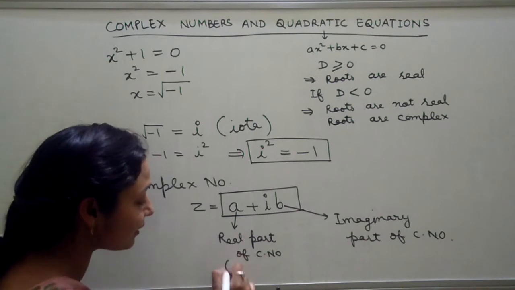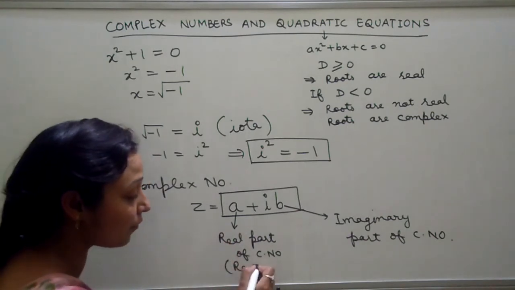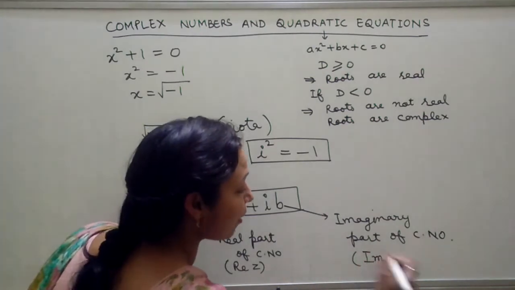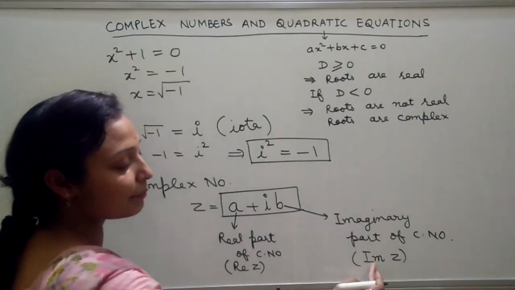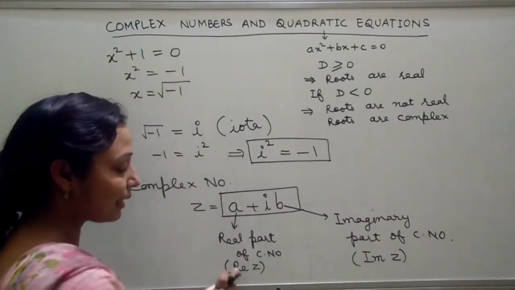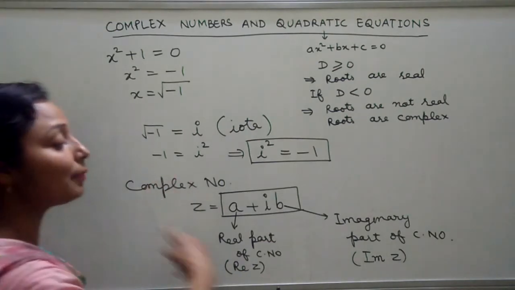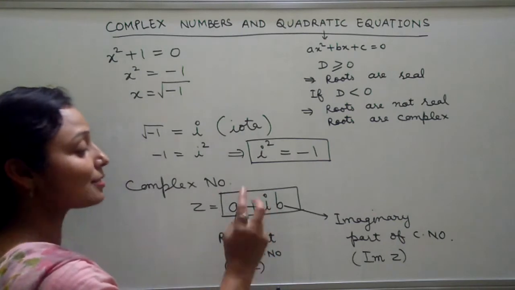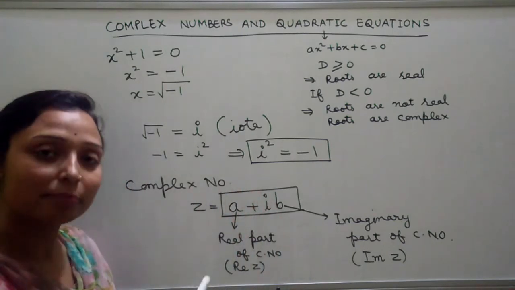So the real part is written as Re of z, and the imaginary part can be written as Im of z. So z is a complex number, the imaginary part is b and the real part of z is a. This is known as a complex number. There should be two terms, maybe one, maybe two.